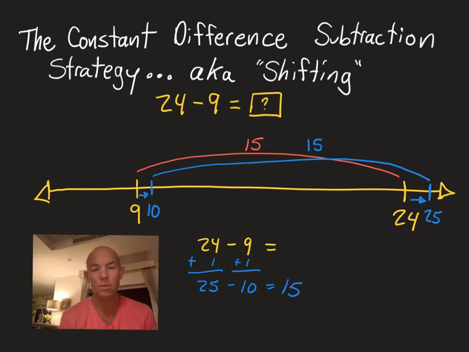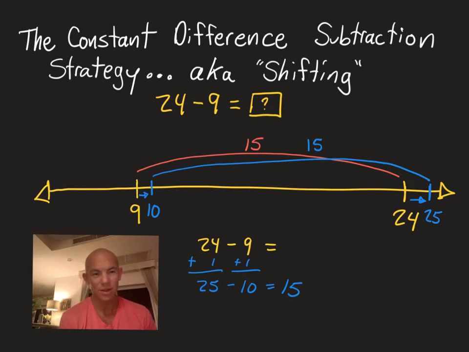Today I want to teach you, or for some of you, reteach you, the constant difference subtraction strategy. Some people call it shifting. In this strategy, you're going to change two numbers in a subtraction number sentence to more efficiently subtract in your head. This one's tricky because there's a similar strategy in addition where you take away from one number and give to the other. In this strategy, whatever you do to one number, you have to do to the other number.